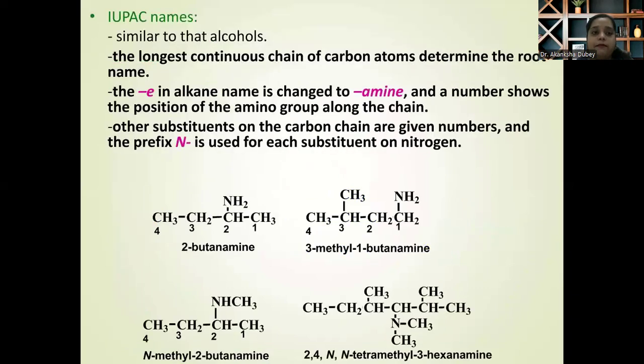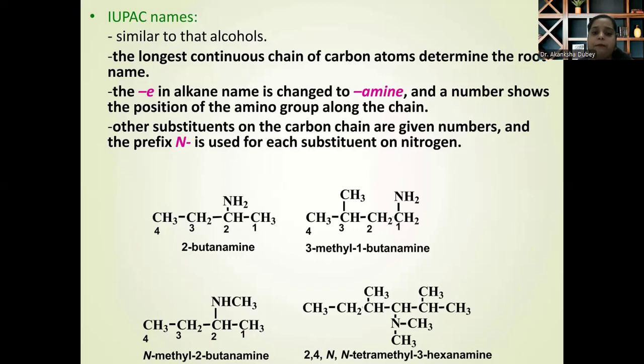Now, talking of IUPAC names, they are done similar to those of alcohols. The longest continuous chain is used to determine the root name, where the E of the alkane is substituted by amine. Now, the other substituents on the carbon atoms are given numbers, and the prefix N is used for each substituent on the nitrogen atom. Say, for example, here in the first example, we can see that a butane group is attached to the amine, so we term it as 2-butanamine because it is attached at the second position.